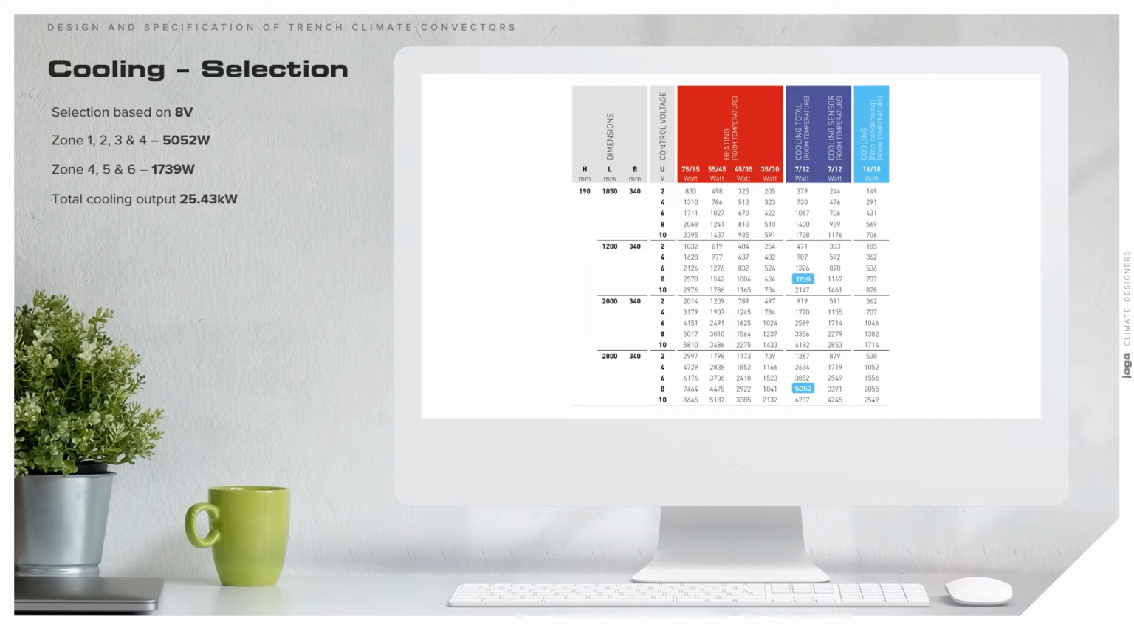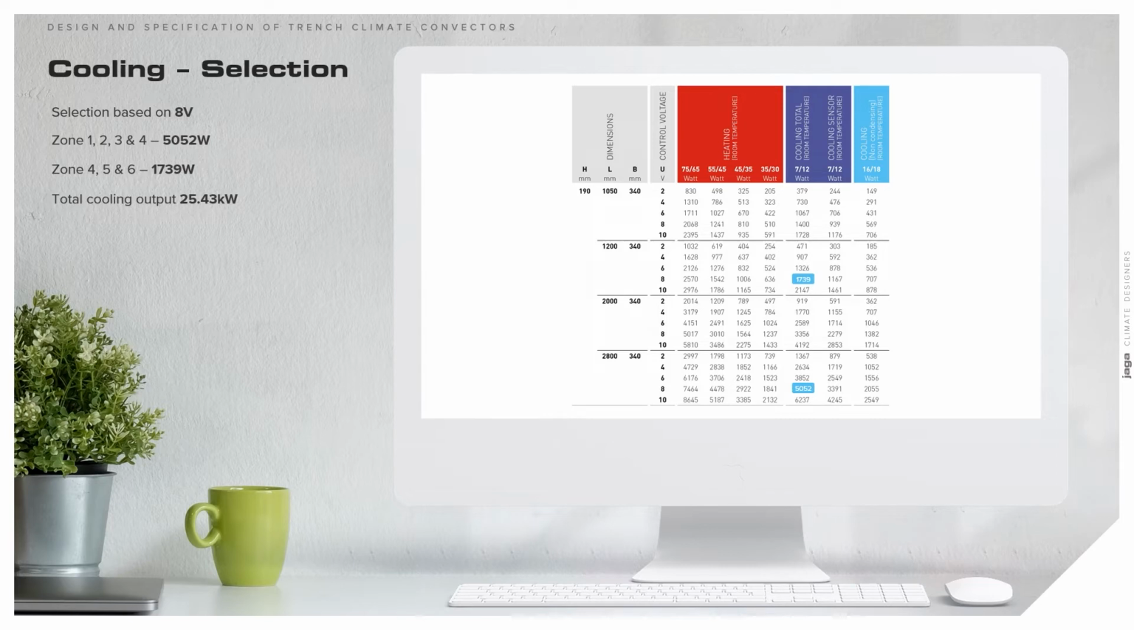At this stage, check that the noise level at 8 volts suits the application. In most cases, once the selection has been made on cooling, it's likely that the heating performance of the selected unit is greater than the requirement. This isn't a problem, as the heating can be selected based on lower fan speeds.